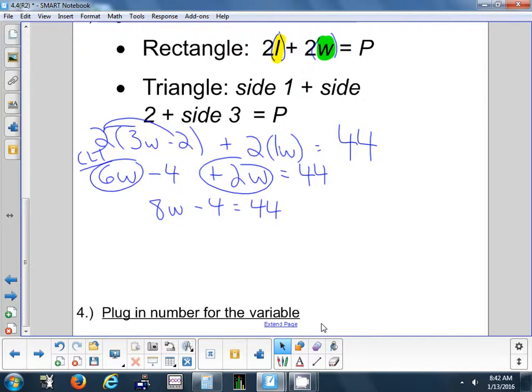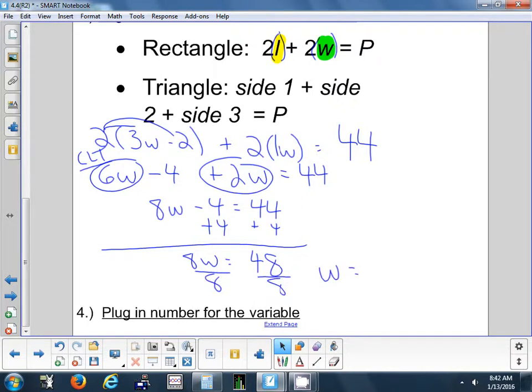Good man. You do add 4. Add 4. 8W equals what, Kevin? Good man. Last step. Maria? Divide by 8. W equals? Yeah, 6. Good.